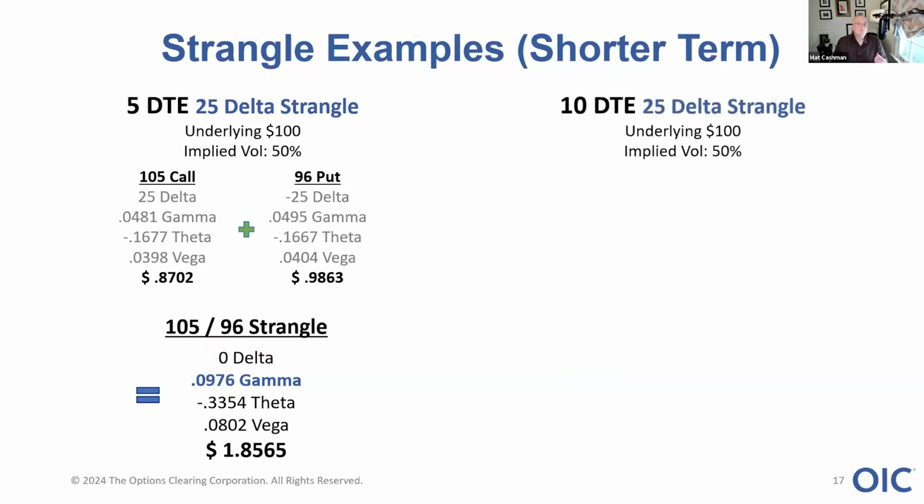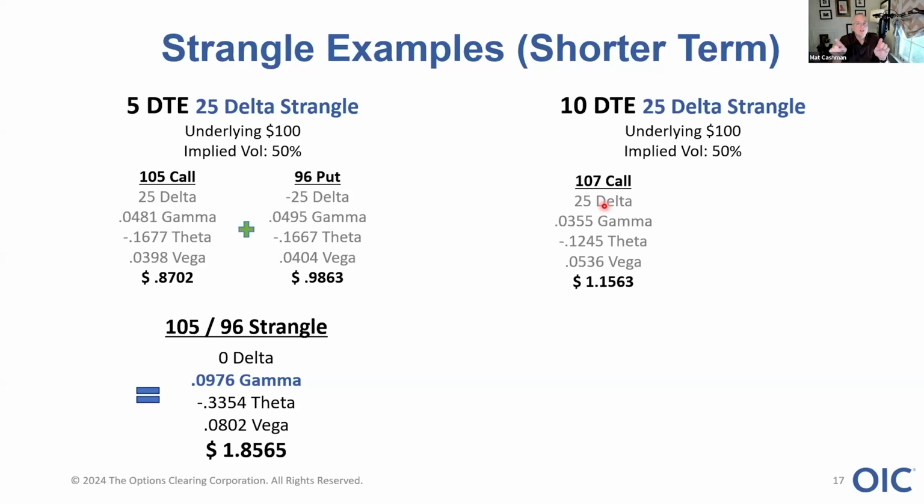Let's look at the same basic strangle, same 25 delta strangle, but we're going to have 10 days in this one. The setup is the same, 100 underlying and a 50 vol. Notice the 25 delta option, when you move farther out, becomes a little bit farther away from the at the money strike. Why is that? It's exactly the reason I said at the beginning: the gamma of those options starts to flatten. The distribution of prices as you go farther out starts to flatten as well.